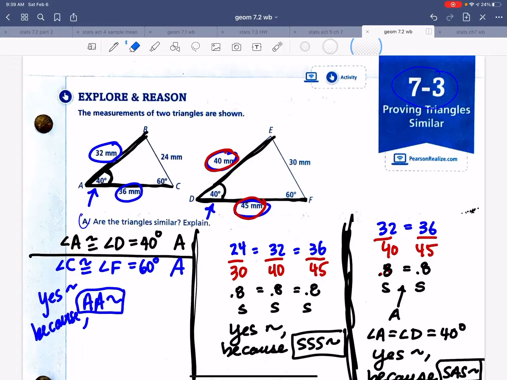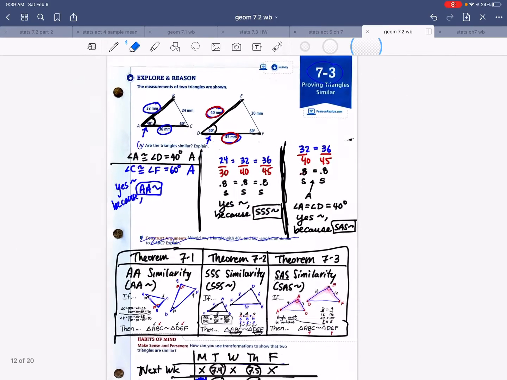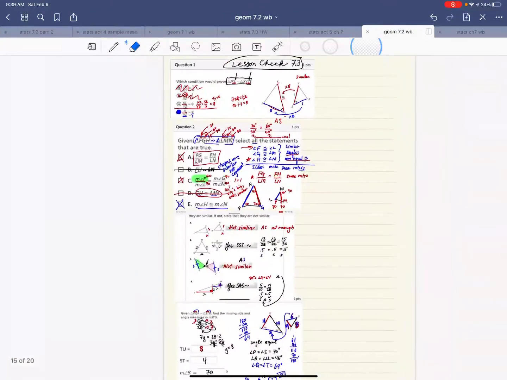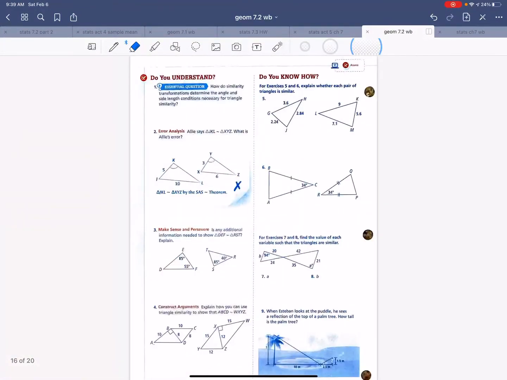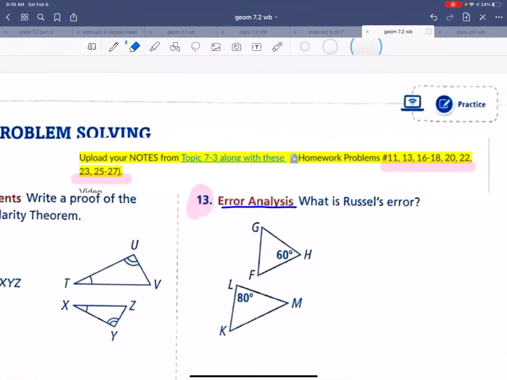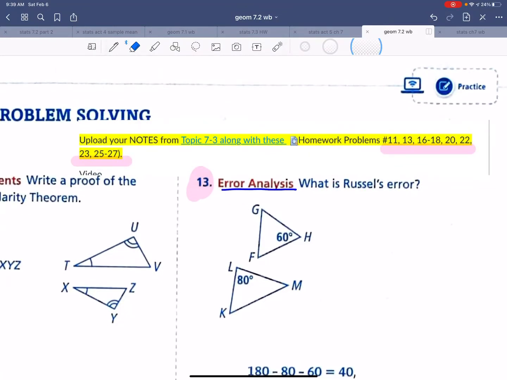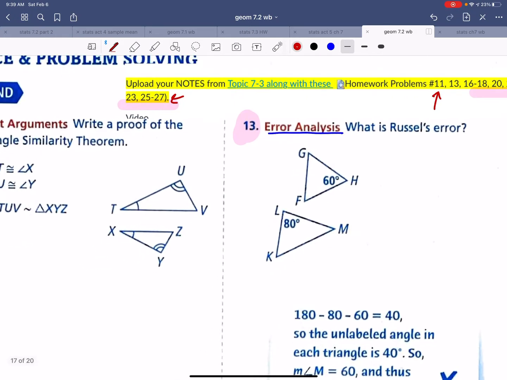Hey guys, welcome. We're going to do our homework for 7-3. Now remember to upload your notes and do your lesson check. And this is your homework assignment. Okay, so we're going to do questions 11 through 27 and skip around a little bit.